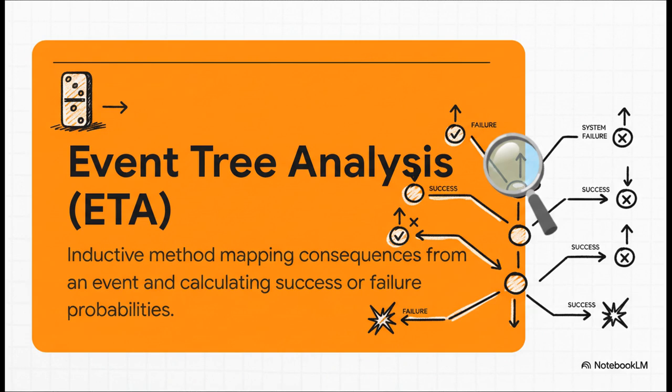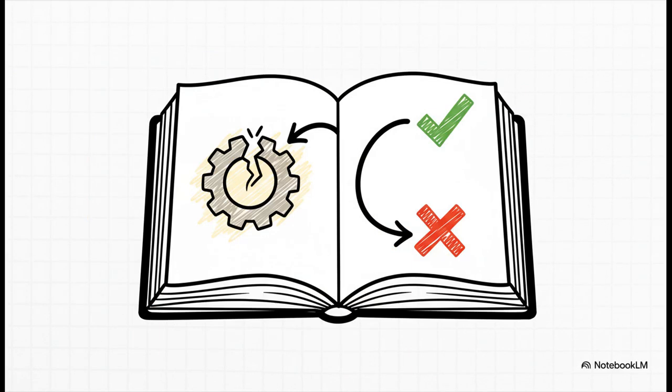Now, what does that mean? It means it starts with that one single event, our first domino, and it logically looks forward in time. It maps out every possible sequence of events that could follow, calculating the odds of both success and failure at every single step.